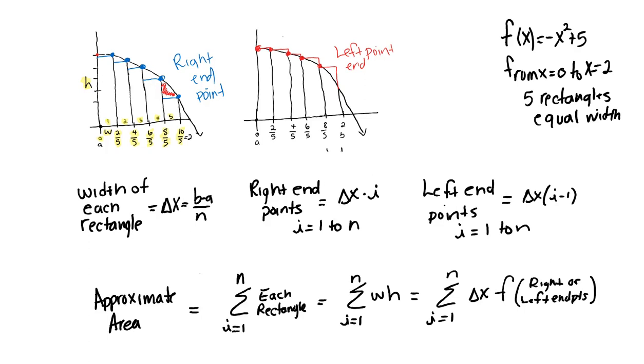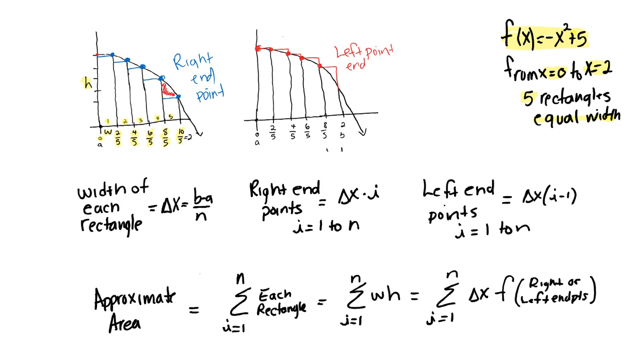Hi, this is Professor Sartor, and I want to continue our lesson on approximating area under the curve. If you remember in our last video, we wanted to find the area under the curve for f of x equals negative x squared plus 5 from x equals 0 to x equals 2 with 5 rectangles of equal length. I've drawn the picture that we had from our last video just to remind us what we did.